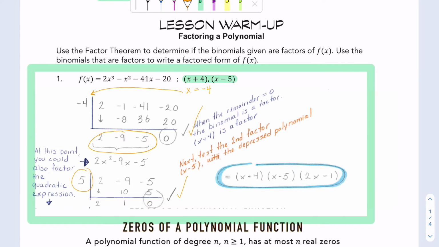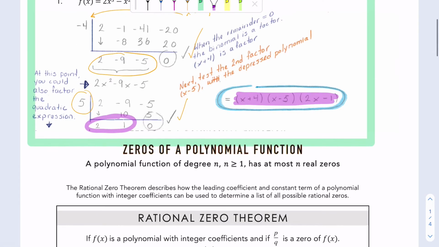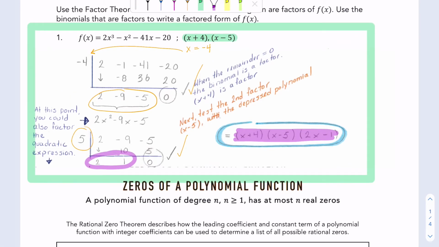So knowing those two things, I know that my final answer is the two given factors, x plus 4 times x minus 5, multiplied by the expression left over after you check the last factor. So take a moment, make sure you can complete this by yourself.